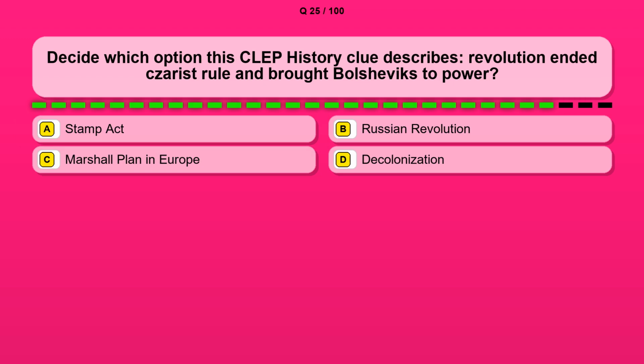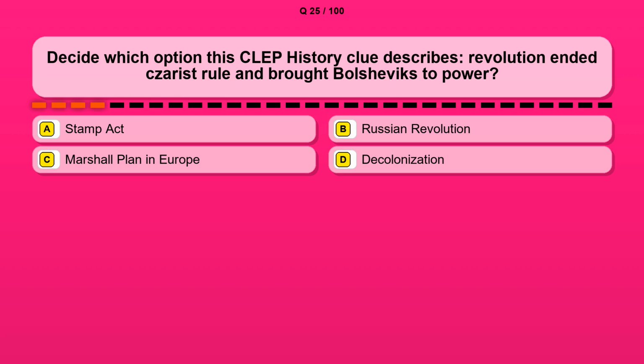Question 25. Decide which option this CLEP history clue describes. Revolution ended Tsarist rule and brought Bolsheviks to power. Option A. Stamp Act. Option B. Russian Revolution. Option C. Marshall Plan in Europe. Option D. Decolonization.